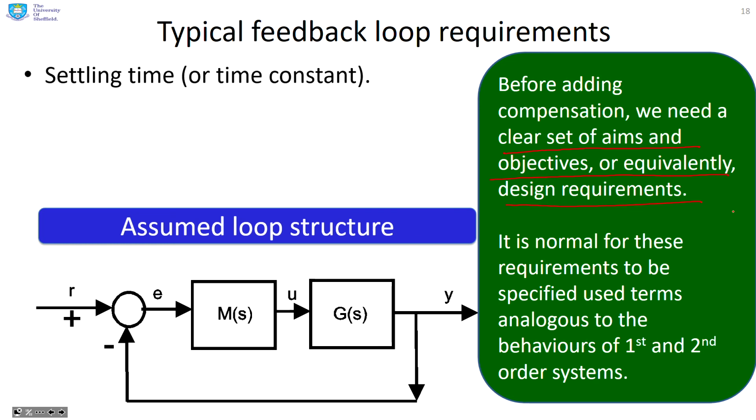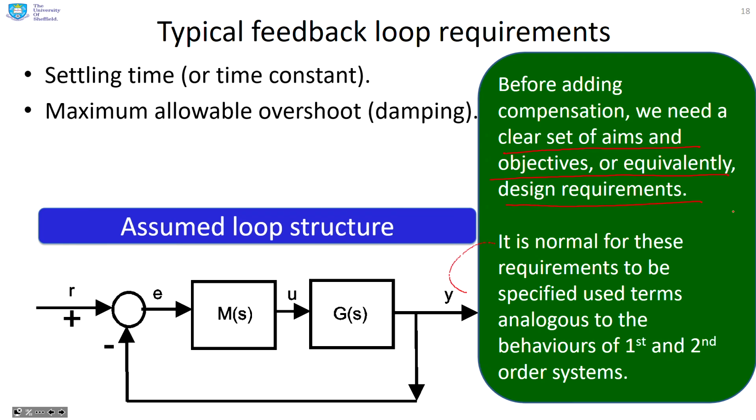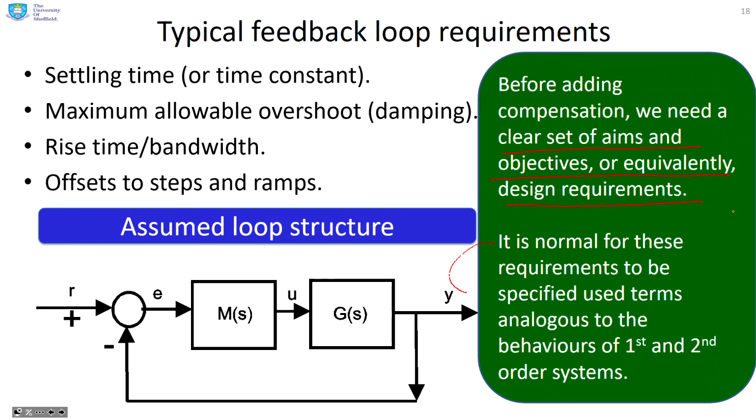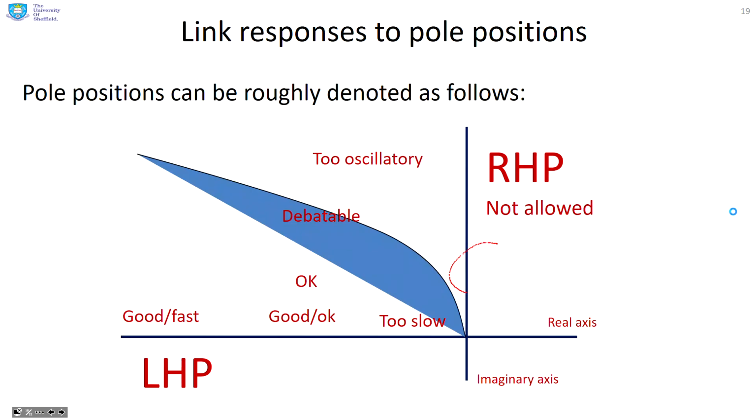You might ask for the settling time or the time constant, in essence the slowest pole. The maximum allowed overshoot, which in essence is a damping ratio criteria. The rise time or the bandwidth, which is to some extent similar to the settling time. Offsets to steps and ramps. So these are the sorts of criteria that you might want to use in deciding where is the best value for k. Now, this is the type of diagram we've done in the earlier videos, and it enables you to actually make some objective decisions.